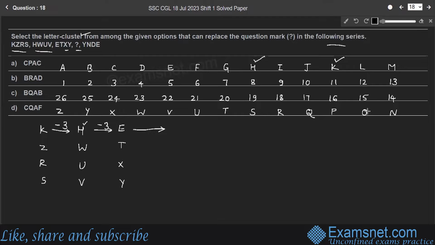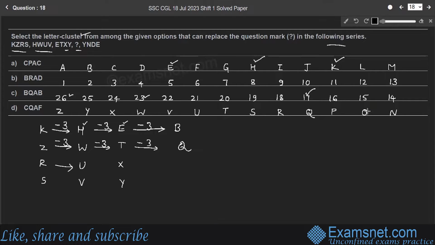Therefore, to get the first letter of the next cluster, subtract 3 from E. So E is 5. 5 minus 3 is 2, which is B. So first letter in the next cluster is B. So concentrate on second letters, right? Z is 26. W is 23. So again, subtract 3 from Z to get W, right? T is 20, W is 23. Therefore, W minus 3 gives T. Again, subtract 3 from T. So 20 minus 3 is 17, which is Q, right?